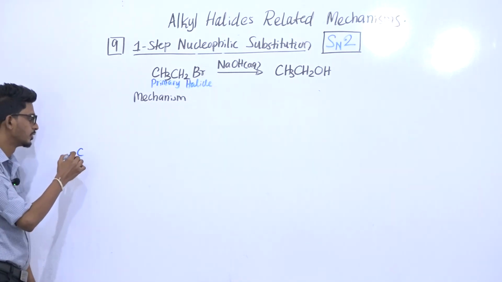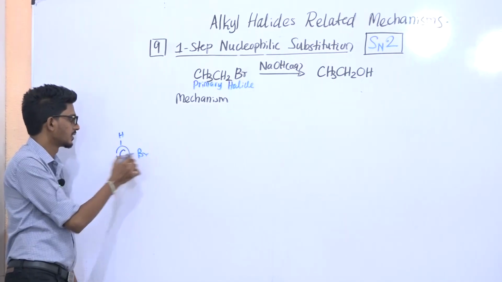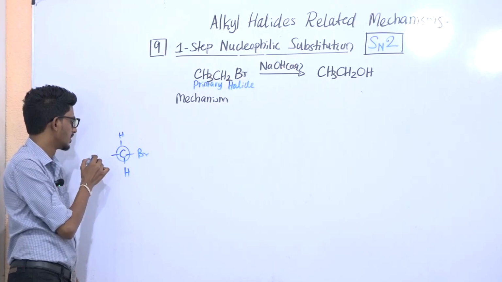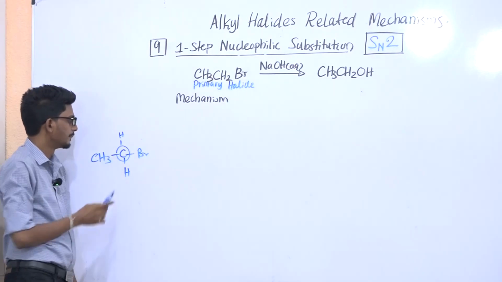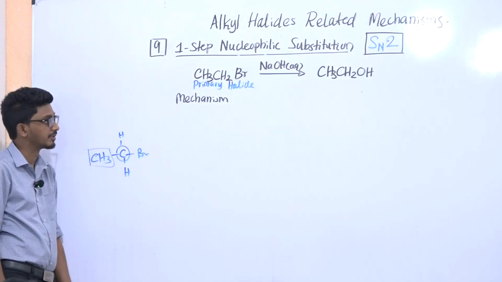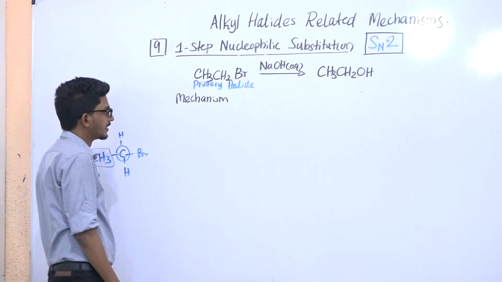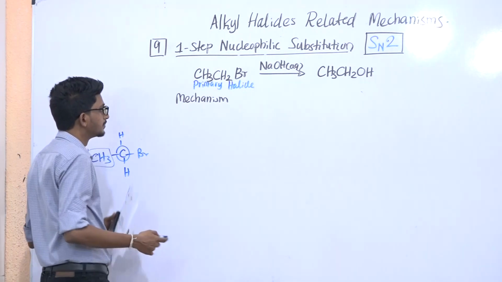So that molecule is like this: two hydrogens and a Br. The Br-connected carbon is attached to only one R group. Such things are referred to as primary halides. So primary halides prefer one-step nucleophilic substitutions. We'll discuss why that is. First of all, let's write the mechanism.